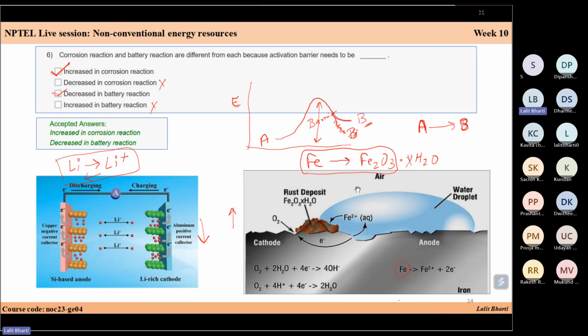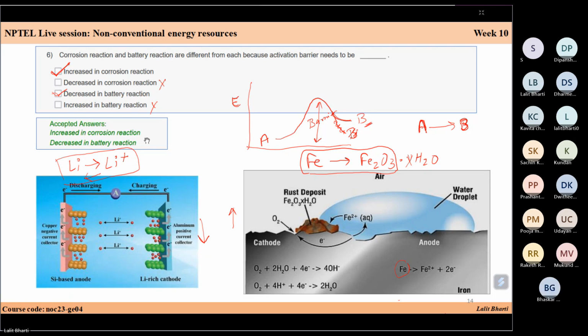So then we have the sixth question. It says the corrosion reaction and battery reaction are different from each other because activation barriers need to be increased in corrosion reaction. That is true for both, because there is one. Okay, let us read the statements first. Increased in corrosion reaction, decreased in corrosion reaction, decreased in battery reaction, and increased in battery reaction.